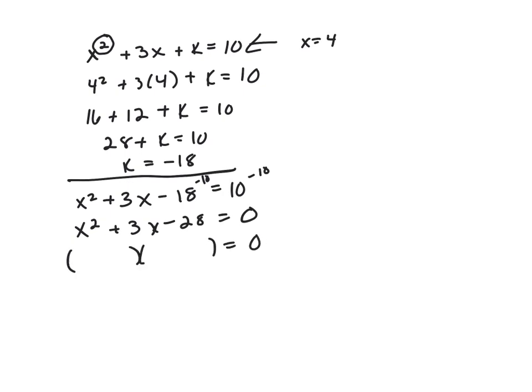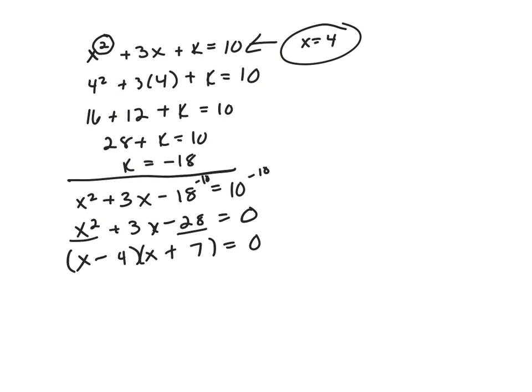I believe it factors. And you put an x here and an x here, and that gives you x squared. And then I need to get a 28. And I'm going to use 4 and 7 because I know one of the solutions is 4. Minus sign there and a plus sign there.